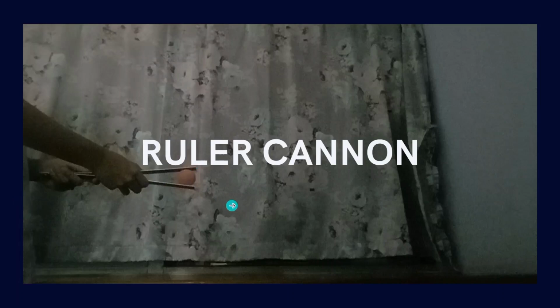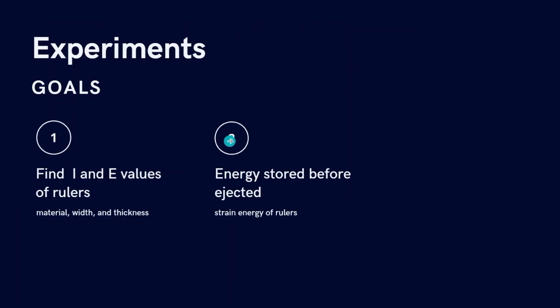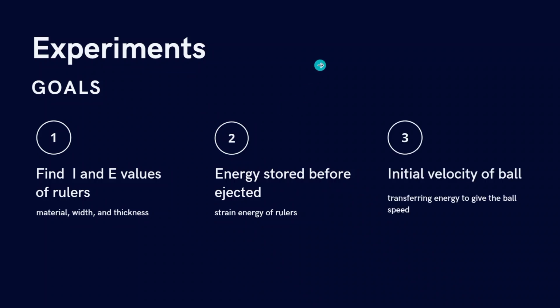Ruler cannon. So I looked up the example experiment video and I saw that there's some bending going on, some deflection going on with the rulers, and I think that might affect the velocity of the ball. And also there's this strange thing that the ball suddenly gained kinetic energy to be able to travel with a velocity, and that might be because the energy is being transferred from the rulers to the ball. So there might be some energy stored inside of the rulers before.